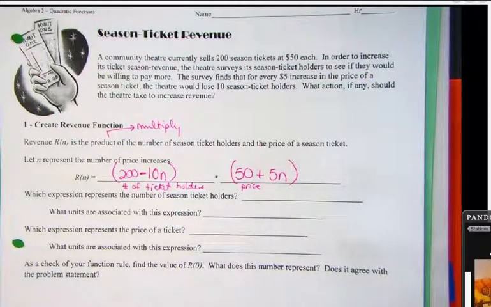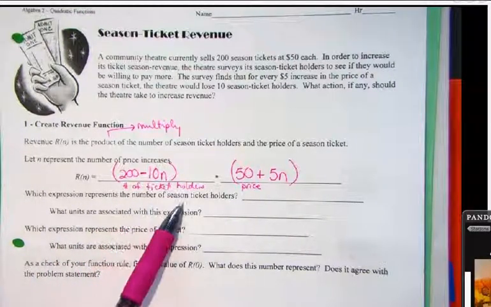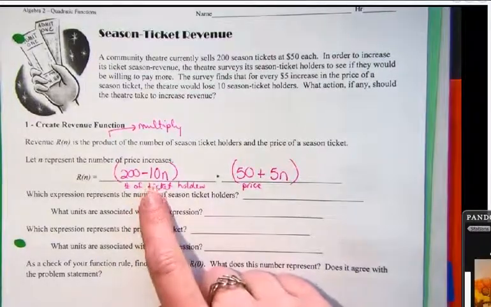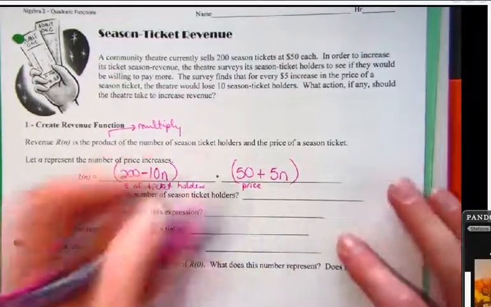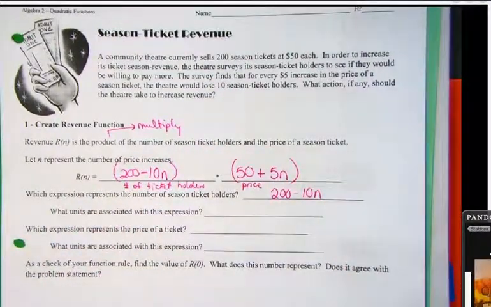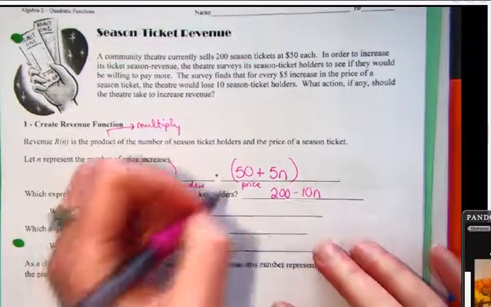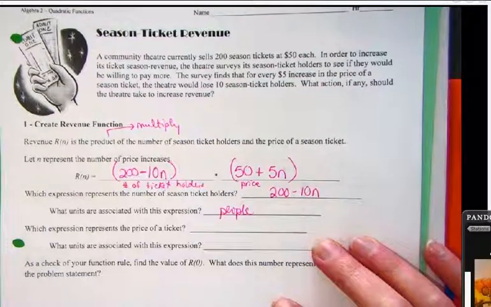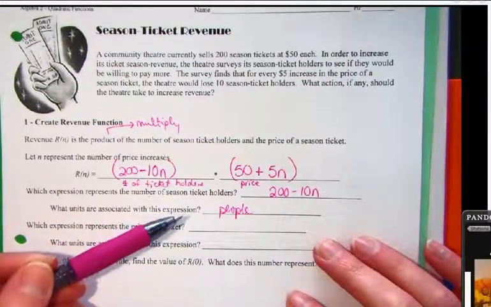Now these next couple of questions are kind of silly because we set ours up so brilliantly. Which expression represents the number of season ticket holders? Well, we already identified that. This part right here, 200 minus 10N. What units are associated with that? People. It's kind of weird to think like that, but it is. It's people. We need to not lose sight of this, that we're counting people.